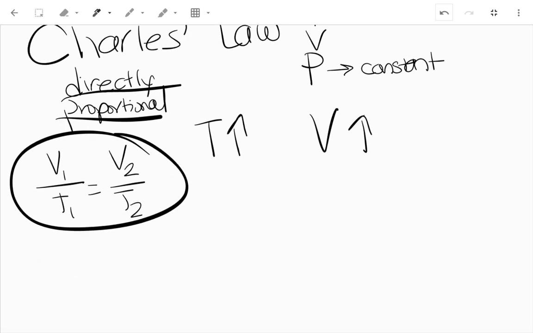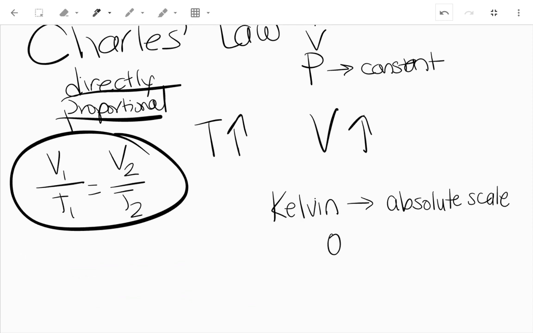It is important to note that when we're writing about this law, we must use Kelvin. So Kelvin is an absolute scale, which means that we only use numbers from 0 up, meaning no negative numbers.